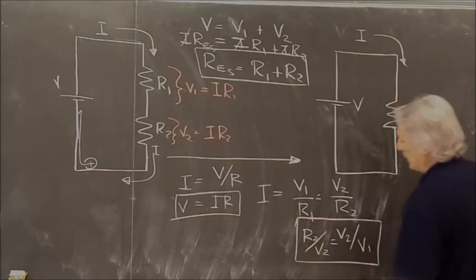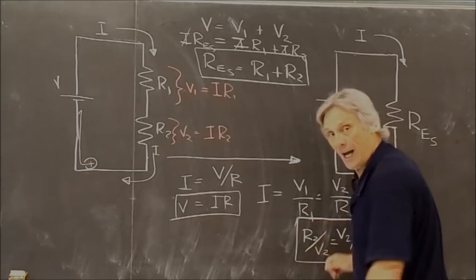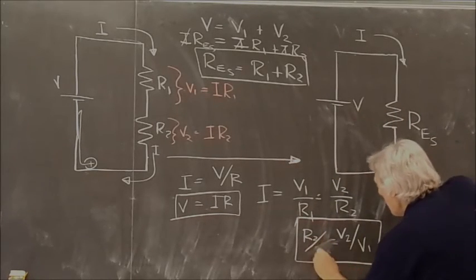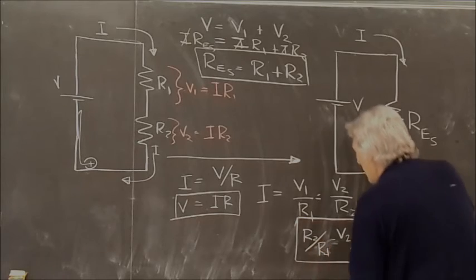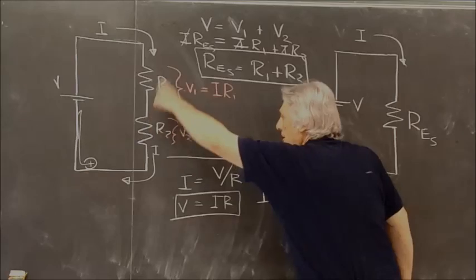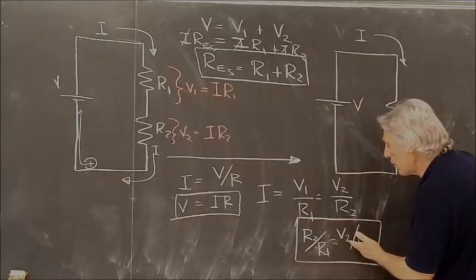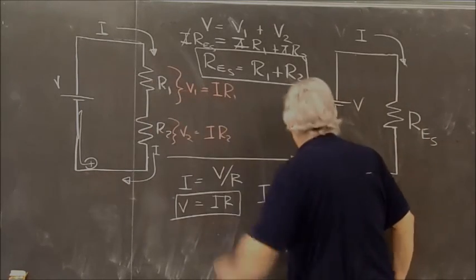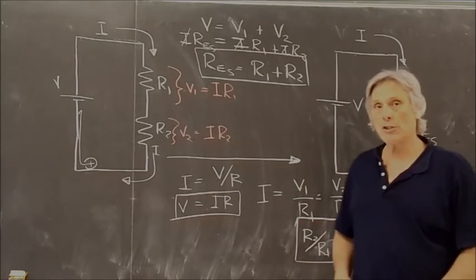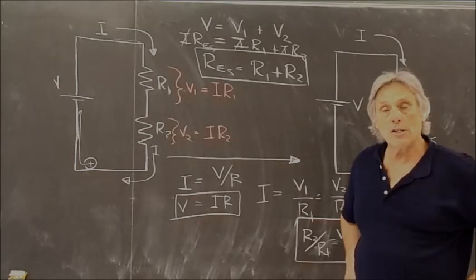And that is an important relationship. Let me say it verbally. And you know what? I messed that up. Sorry about that. R2 over R1. Let's state that verbally. The ratio of the resistances will always be equal to the ratio of the voltages that are across there. You're going to be asked to prove that relationship in the series experiment.